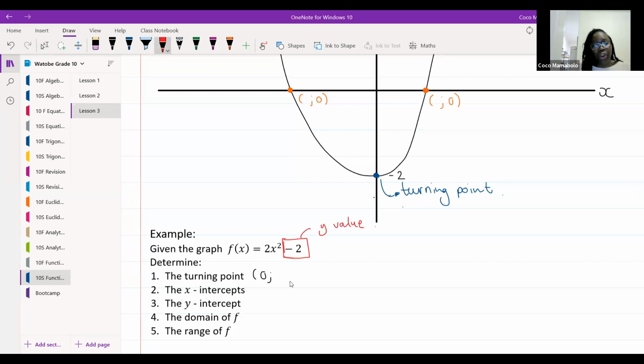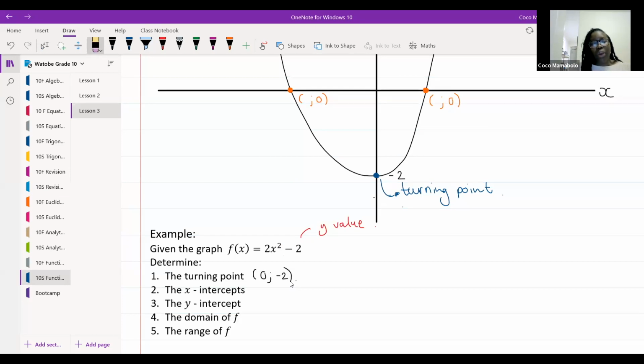This is my y value. So when I ask you, what is the turning point? The turning point is 0 and -2, my y value. That's my turning point. That's it. Okay, that is my turning point right there.